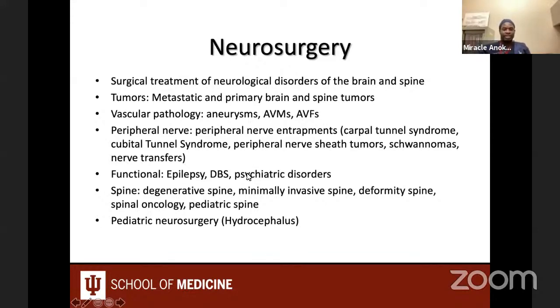So now that you guys have seen how broad neurosurgery is, there's so much that you can do in neurosurgery that you don't really have to limit yourself, even if you think of it as just a subspecialty itself. There's still quite a bit of neurosurgery that you can do.